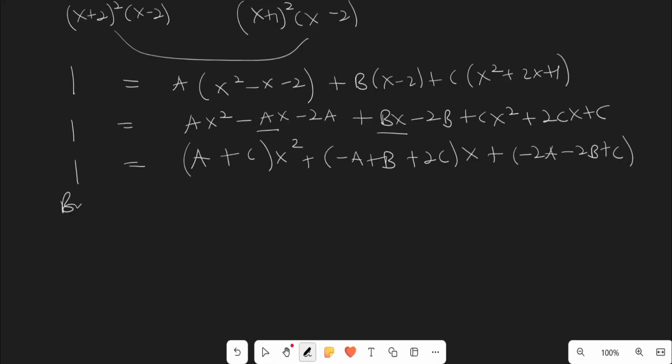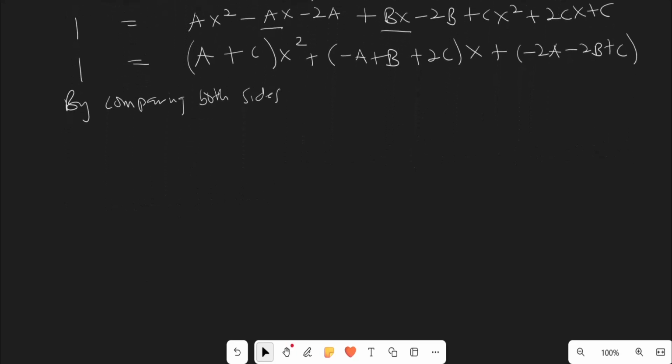So by comparing both sides now, we have a plus c, which is the coefficient of x squared on the right hand side. That is equal to 0, because there is no x squared term on the left hand side. On the left hand side, we just have 1. So you can call this equation 1.